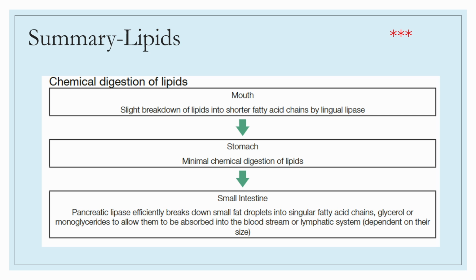The summary of lipids: it begins in the mouth, where we have lingual lipases that help break them into smaller fatty acids and chains. The stomach has minimal chemical digestion of lipids, and entering again into the small intestine, pancreatic lipases help break down smaller fatty acid droplets into single fatty acid chains, and glycerol monoglycerides allow them to be absorbed into the bloodstream or the lymphatic system, depending on their size.